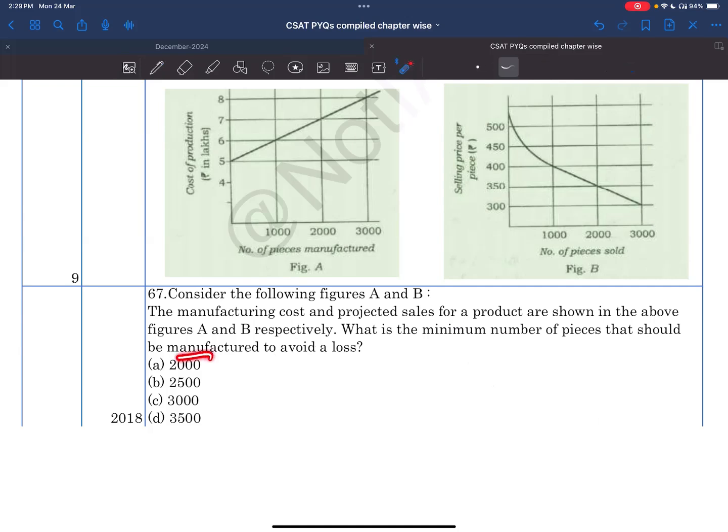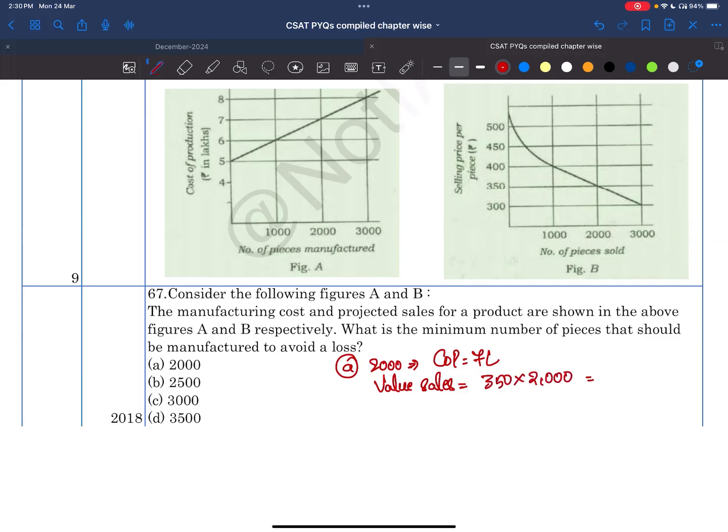Okay. What is the first option? 2000 units, right? What is the cost of production of 2000 units? 7 lakhs, for option A, 2000 units. Cost of production is 7 lakhs. Okay, we'll find the value of sales. Now, in the graphic, this is 2000 units, right? This is the respective price per piece, that is 350 rupees. So, what is the value of sales? 350 into 2000 units, that is 7 lakh.